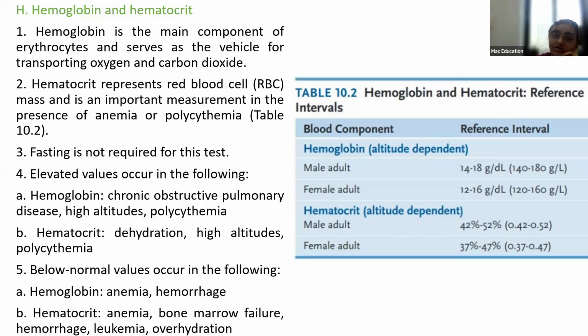Below the normal value of hemoglobin: anemia and hemorrhage, because there is blood loss along with the fluid loss. So there will be a lack of hemoglobin. And hematocrit value low: anemia, bone marrow failure, hemorrhage, leukemia. Yes, bone marrow is not producing healthy RBCs. And overhydration. Yes, there is much more fluid which dilutes the hematocrit.